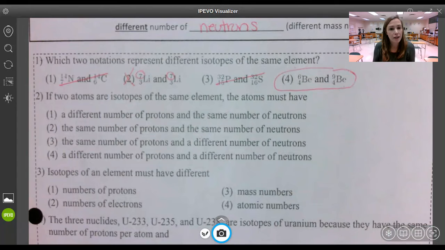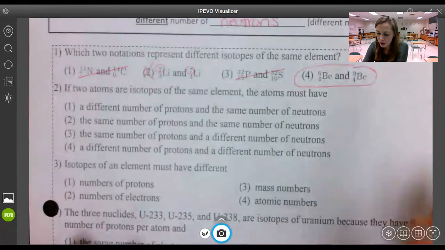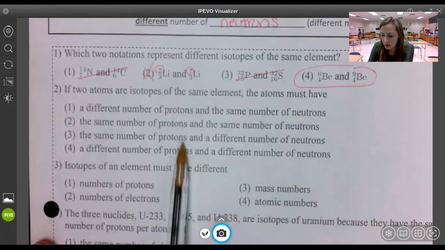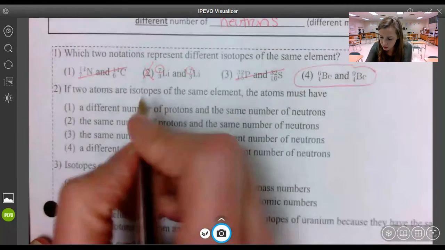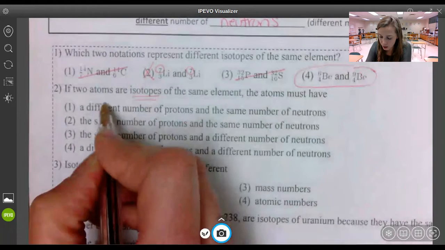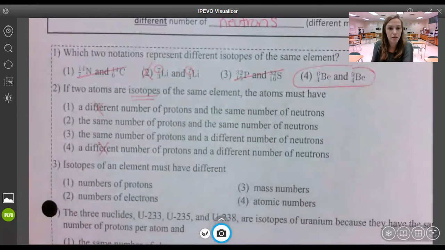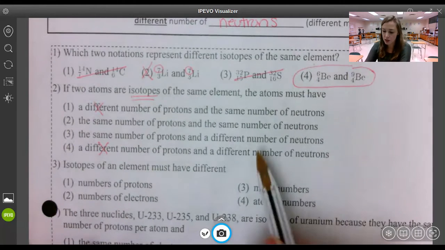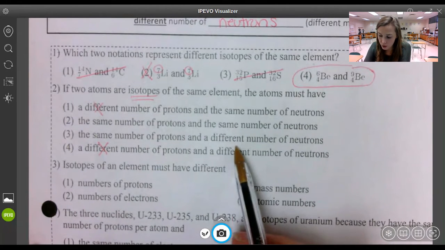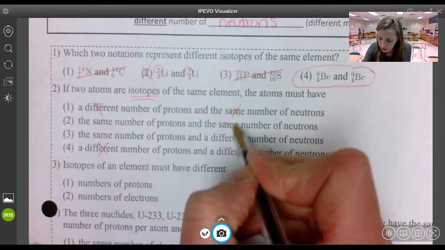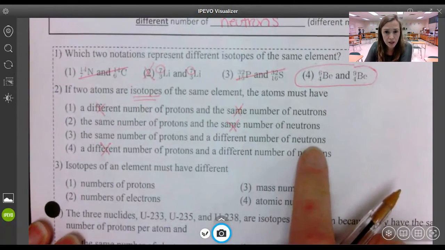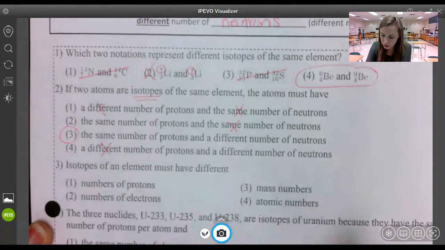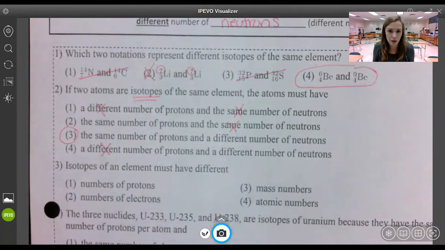Number 2: if two atoms are isotopes of the same element, the atoms must have what? The first part of this statement deals with protons. We know that isotopes have to have the same number of protons, so I can get rid of number 1 and number 4. Based on our definition, they have to have a different number of neutrons. So our only choice here is choice 3: the same number of protons and a different number of neutrons. That just defines an isotope.